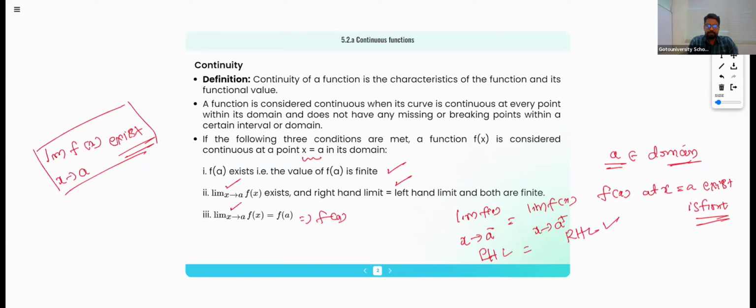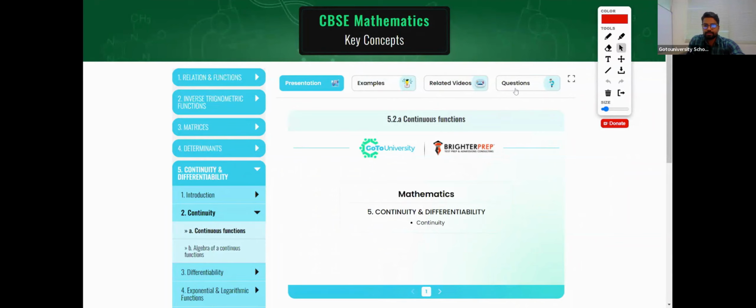The limit of f of x as x approaches a must be equal to f of a. This is a technical way of understanding and proving whether the given function is continuous or not. But visually, in common language, a function is continuous simply if we can draw the curve without lifting the pen within the given domain. That's what continuity is all about. Okay. Yes. Let's go to the questions.